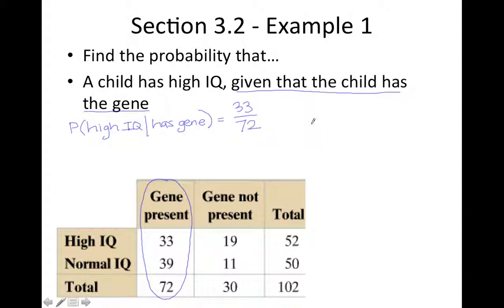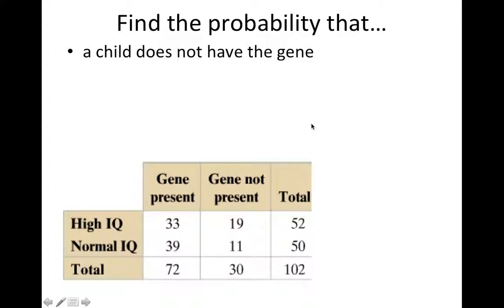Okay, let's look at another example based on the same table. Find the probability that a child does not have the gene. Now in this example, there is no given statement, it's just a simple probability, so we're going to use the entire table and not try to narrow it down. So find the probability that a child does not have the gene. I'm looking at the entire table. Let's say no gene.